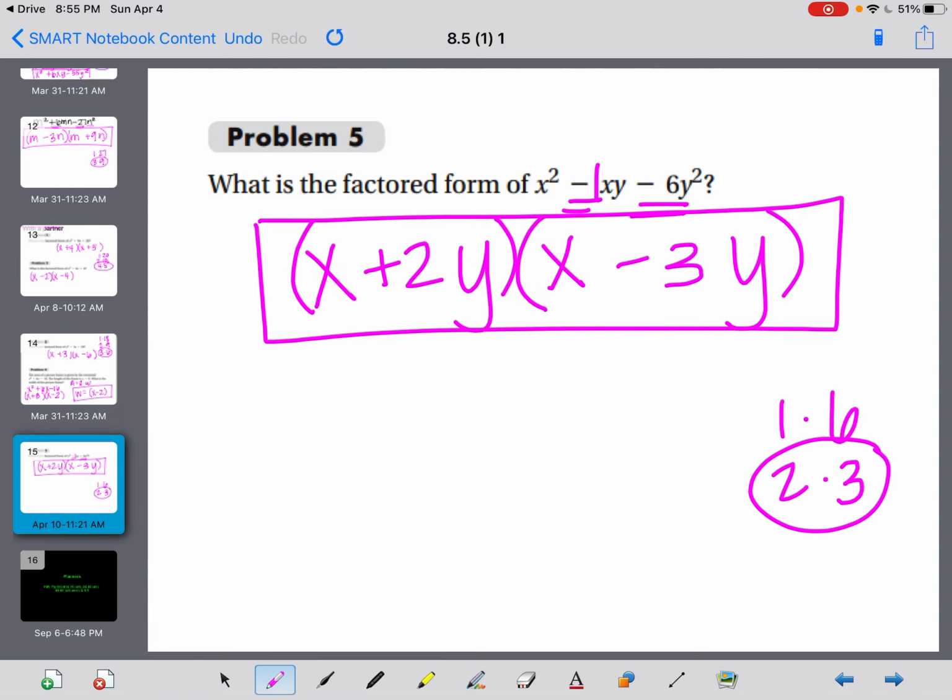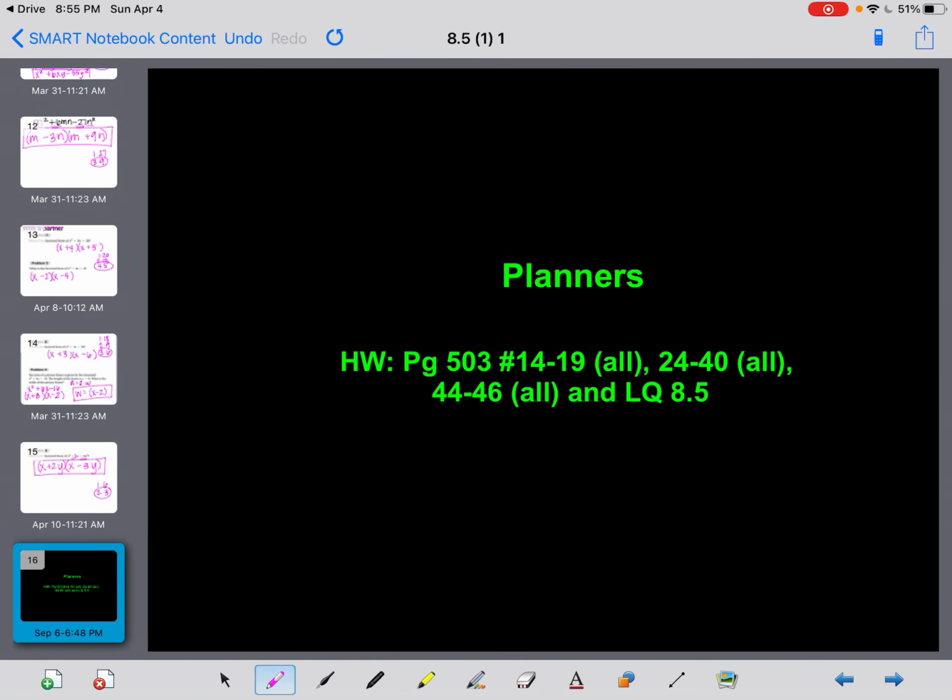All right, that's the end of 8.5. Your homework is on page 503, numbers 14 through 19, 24 through 40, 44 through 46, and the lesson quiz.